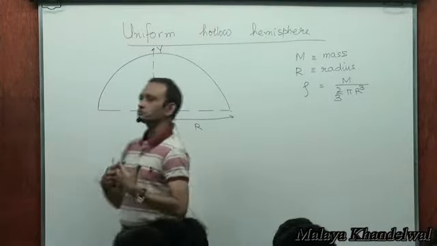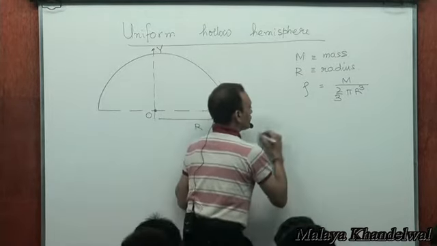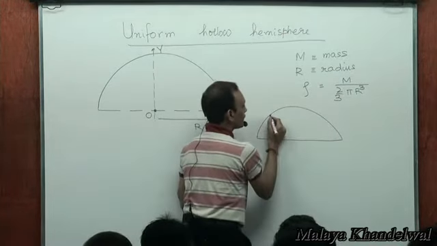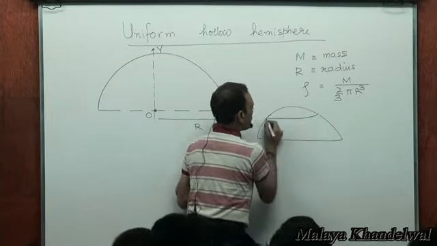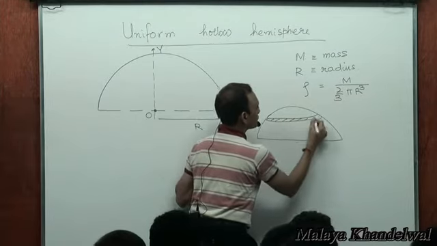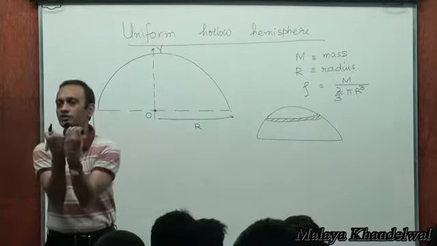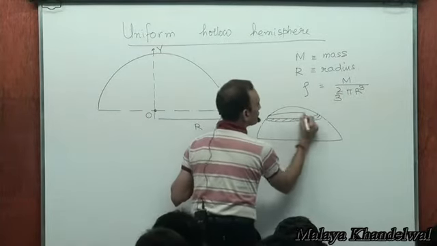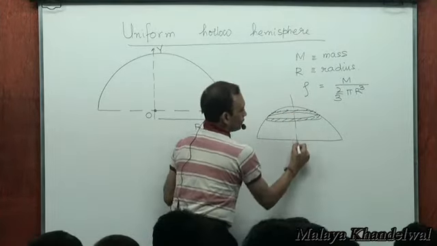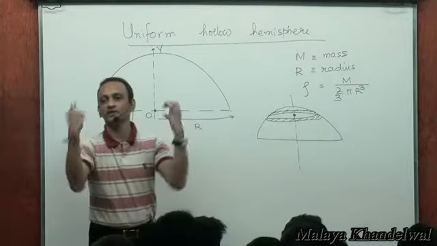Now, what I want to be able to do is select rings on the hemisphere of this kind. Circular rings on the hemisphere of this kind. I hope you realize what I have done. Coaxial rings of this kind on the hemisphere is what I want to select.